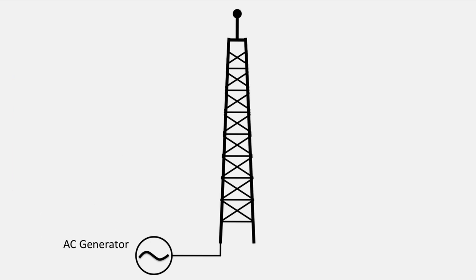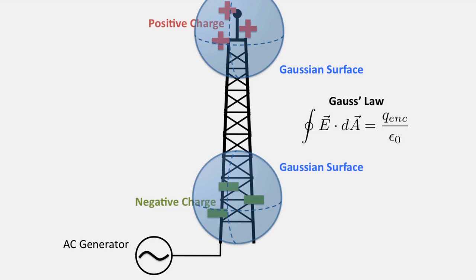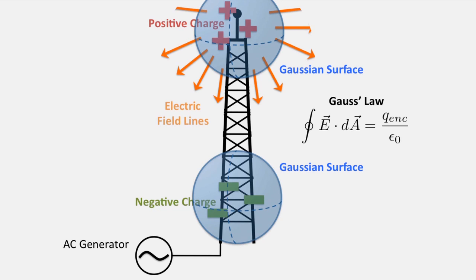Let's examine the transmitting tower first. The AC generator will drive positive charges to one end of the tower and negative charges to the other. Using Gauss's law, we can surround each of these with a Gaussian surface. Our electric field lines will point outward from the positive charges and inward towards the negative charges.